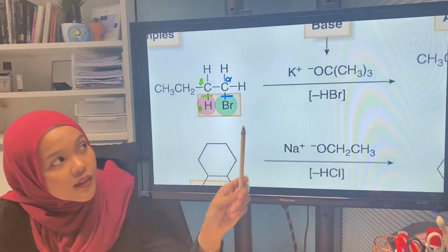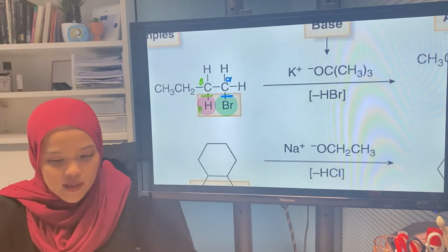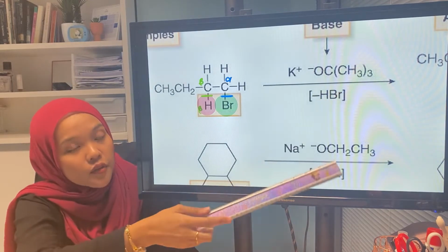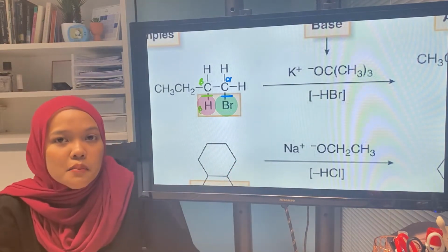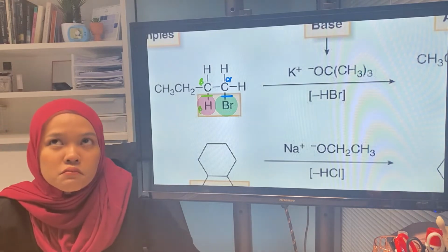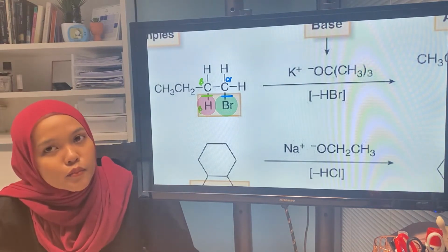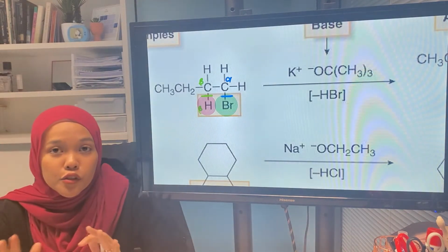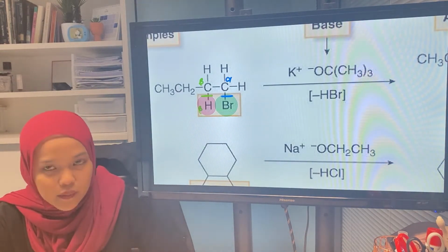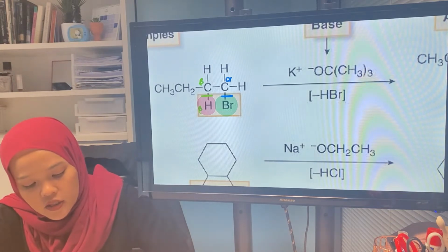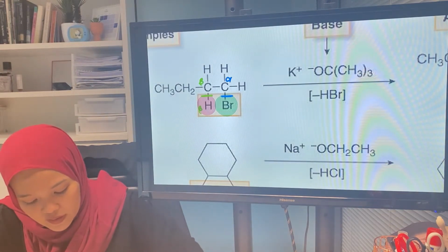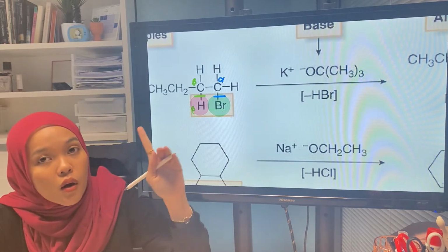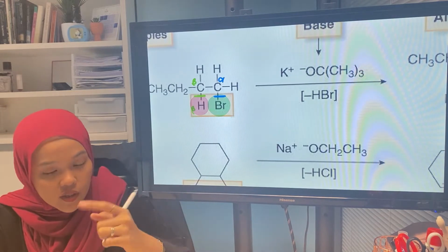So you see, this is going to be your base, K plus OC(CH3)3. This one we call potassium tert-butoxide. You don't need to worry about the name of the butoxide here. We are going to learn it later. So this beta hydrogen here is going to combine with the base. You still remember in the general features.